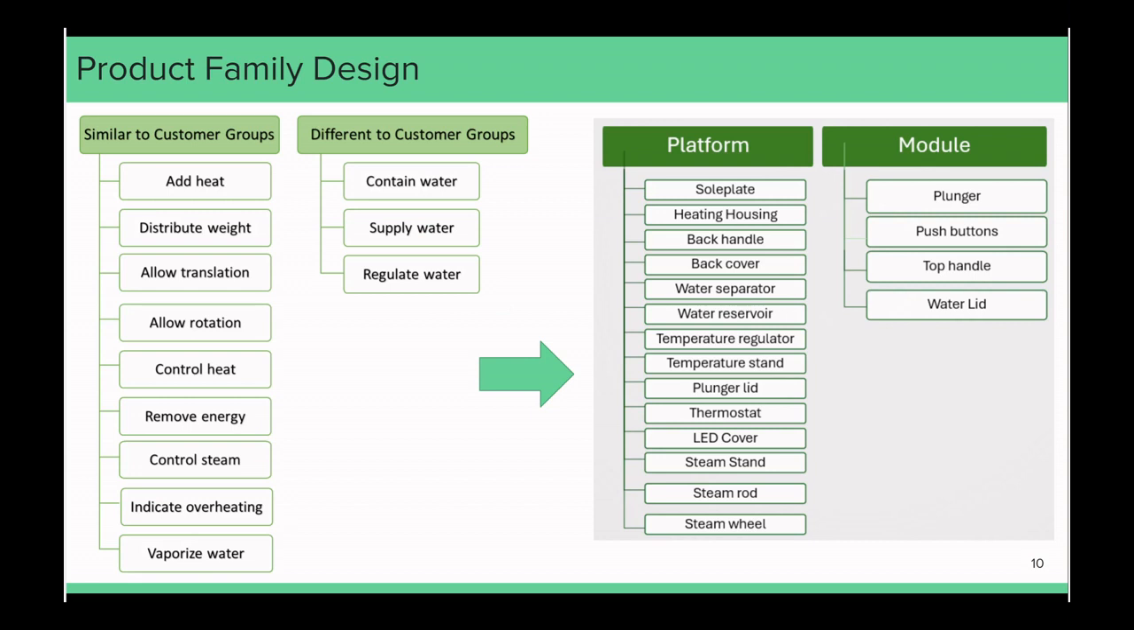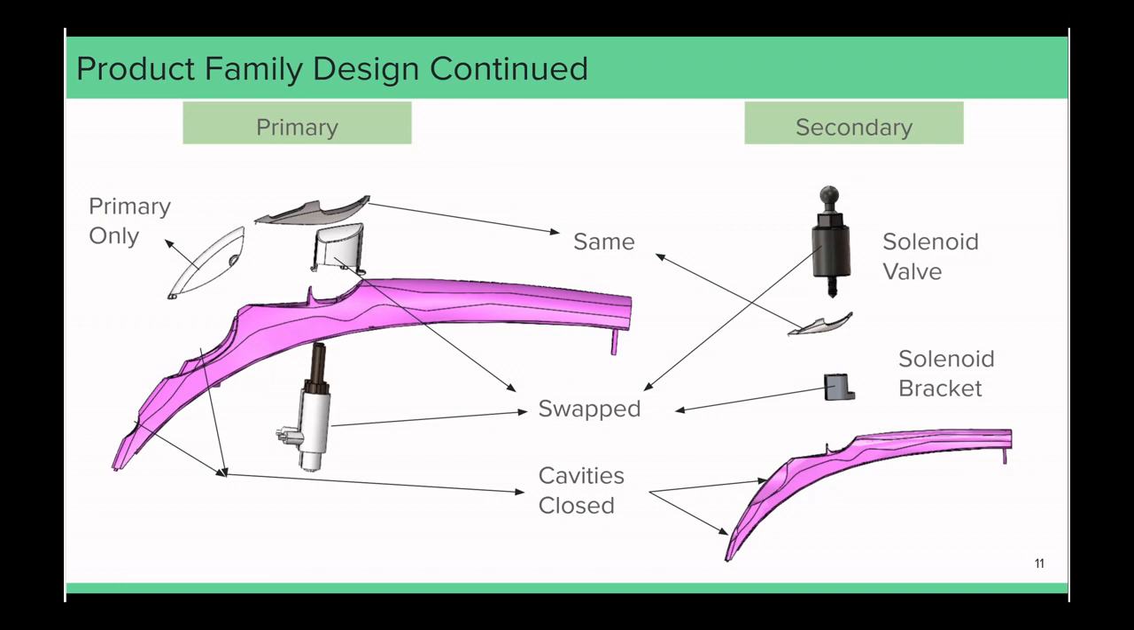The majority of our functions are consistent for both customer groups. We differentiate our product by the process of supplying and regulating the water. We changed 4 parts for the secondary variant. There is no need for a water lid, as water is supplied from outside in the secondary variant.